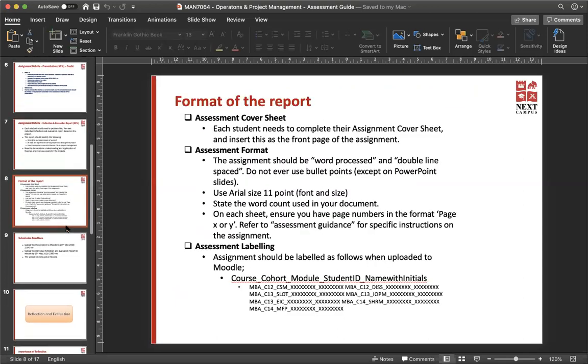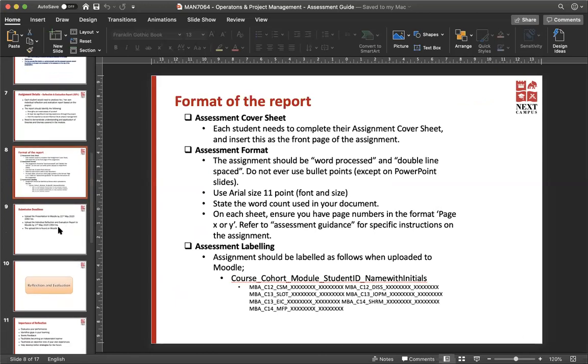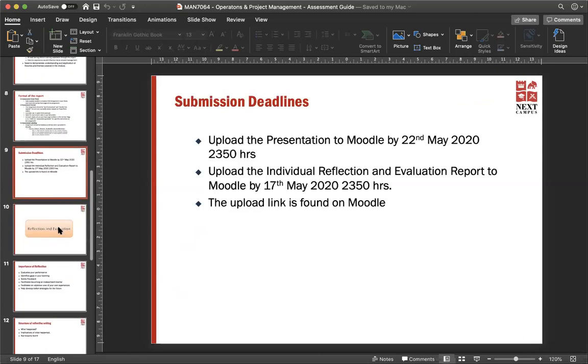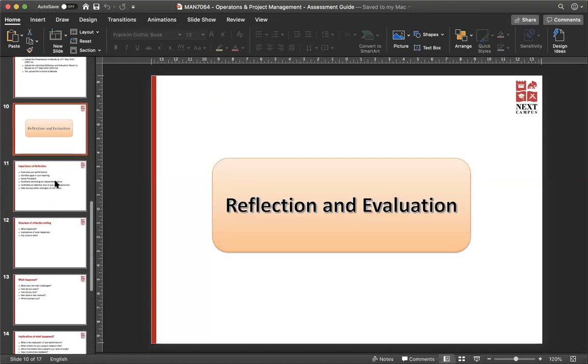Okay, format. This is actually the cover sheet and the assessment format and all. It's there for everything, so you don't have to worry too much about that. Now look at the reflection evaluation, which is important. Right?